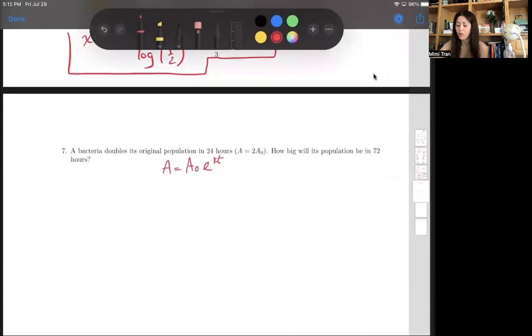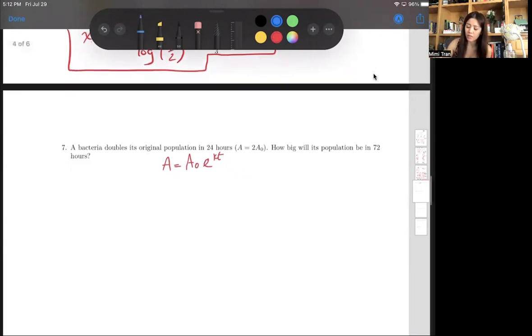So it's asking for what? Asking for A, right? How big it will become. So it's asking for the final population, final amount, which is big A. In order to solve for big A, I need to know k. I have t, which is 72 hours, but I don't have k, which is a constant that I need to find, right? So the first piece of this problem is to find k.